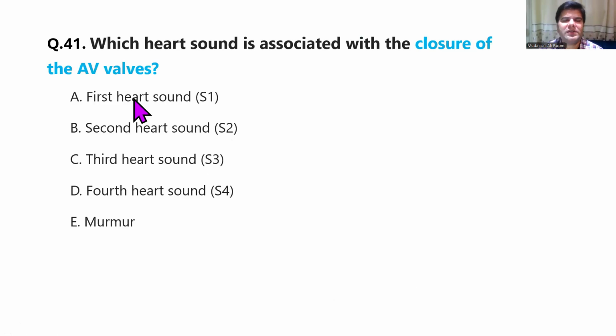Next question is, which heart sound is associated with the closure of AV valve? And the options are A first heart sound S1, B second heart sound, C third heart sound, D fourth heart sound, E murmur. And the answer is the heart sound which is associated with the closure of AV valve is first heart sound. Please mind it, when the AV valves are closed at that time, first heart sound is produced. This is at the start of systole. And the second heart sound is produced when the semilunar valves are closed, and that's at the start of diastole.